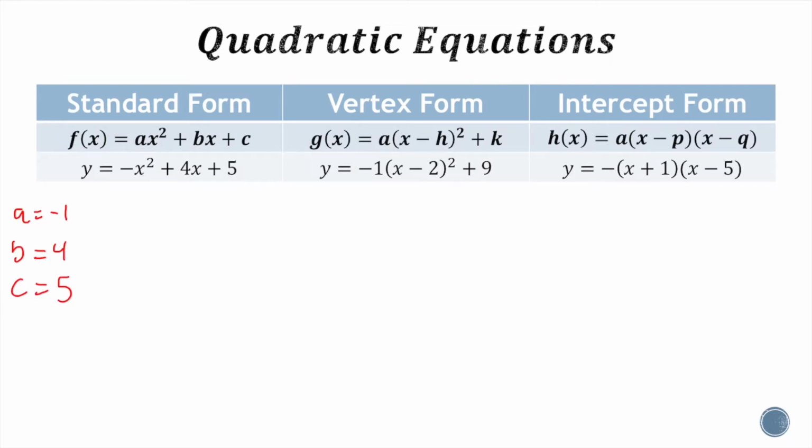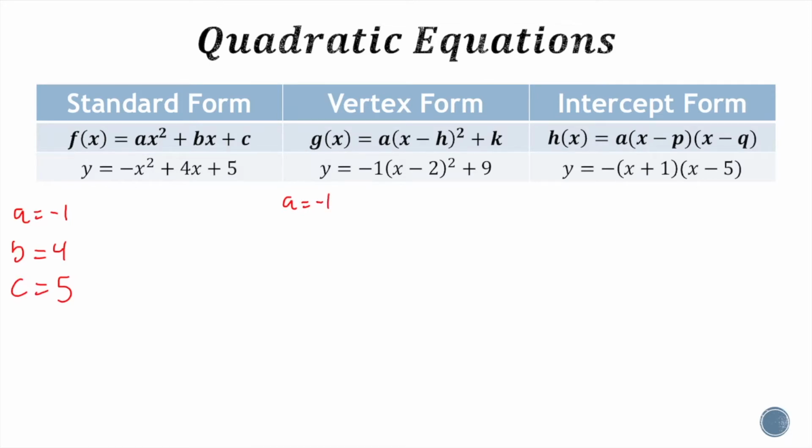We've factored this equation so that it looks like intercept form, which is all the way on the left. We're going to get to that very soon. But let's take a look at our last lesson, vertex form. Notice how a is still -1.